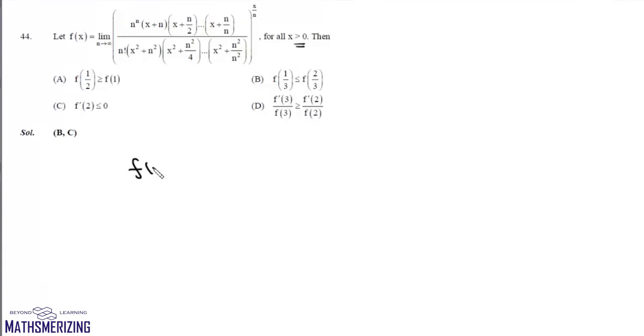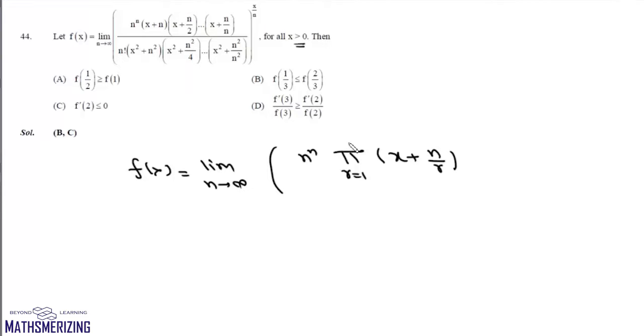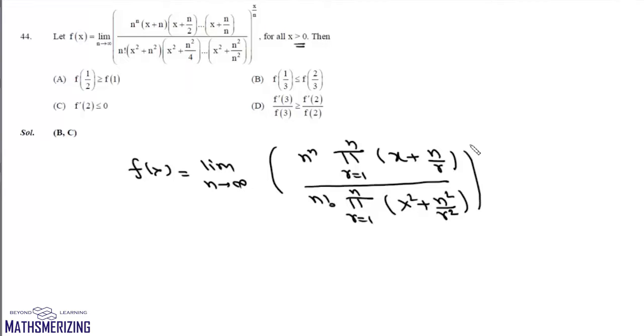Now we'll write this f(x) as this limit as n tends to infinity, and then it'll be n to the power n, and this product of (x + n/r), where the value of r varies from 1 to n, and here it will be factorial n, and we'll write this again as some product, r varies from 1 to n, of (x² + n²/r²) whole to the power x/n. Now we'll simplify this.